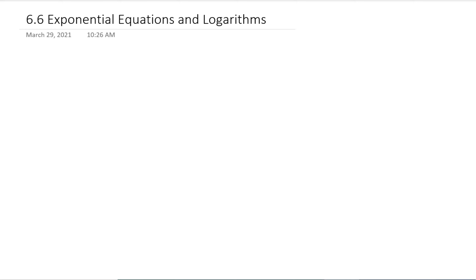So in this section, we learn how to solve equations involving exponential functions and logarithmic functions. So there are two basic principles, which are actually the same principle, but seen from a different perspective. Two basic principles.